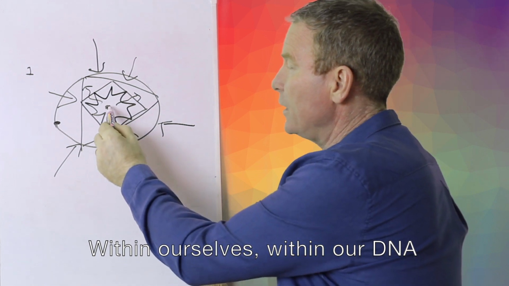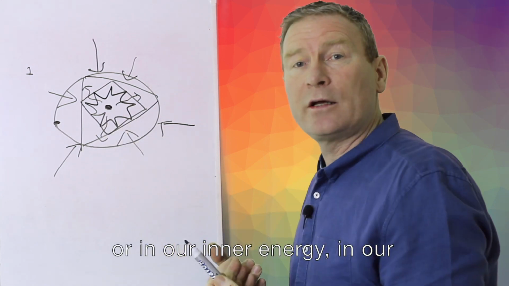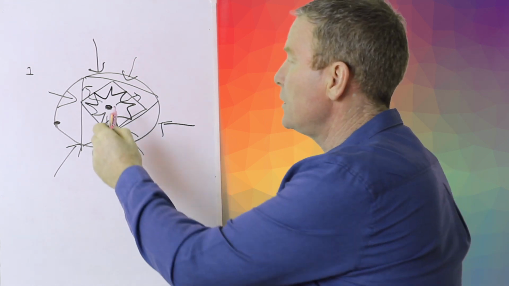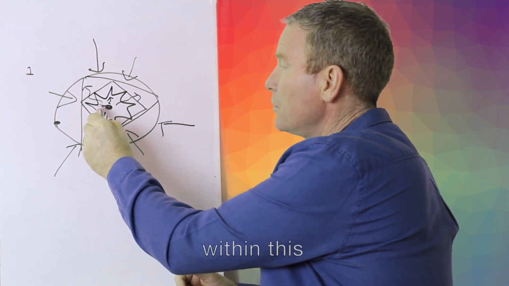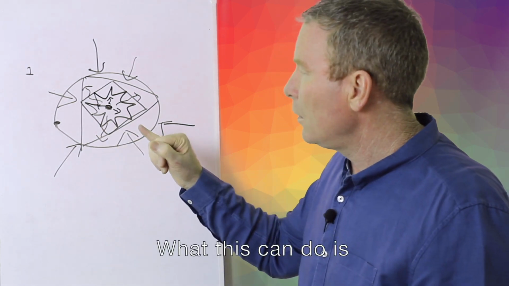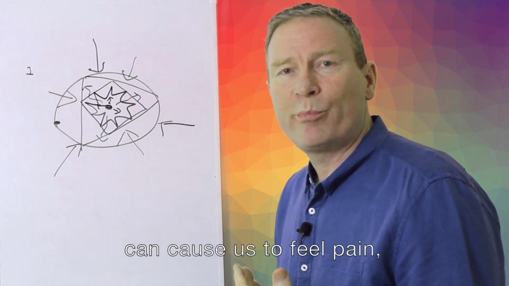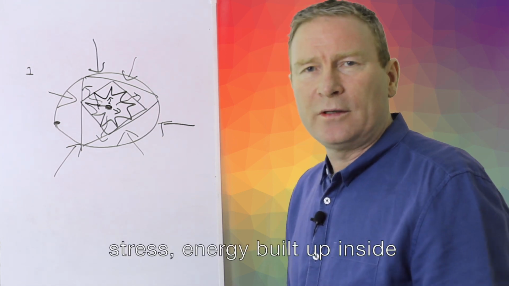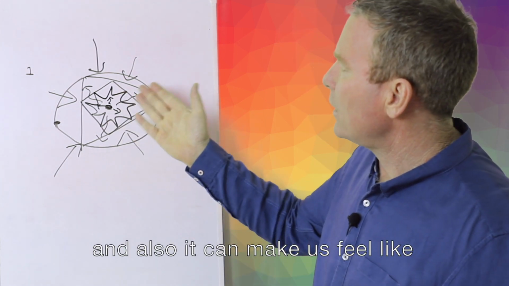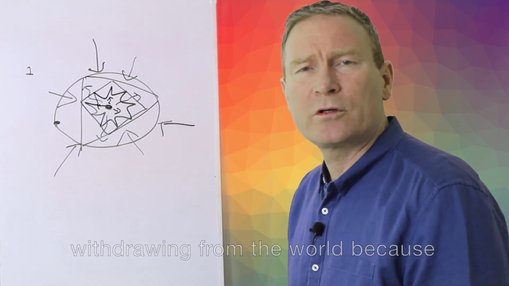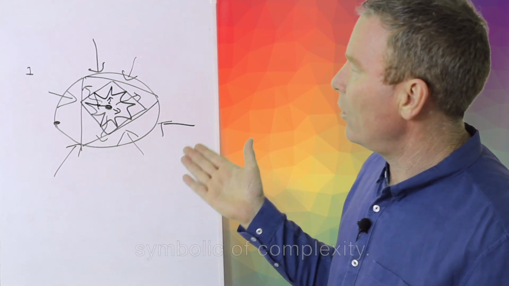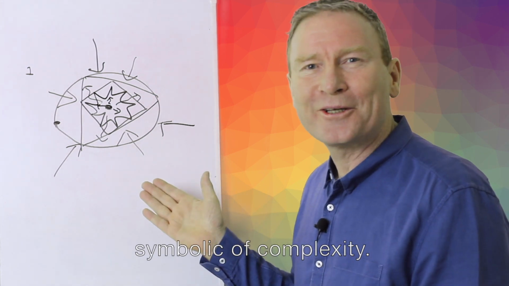So within ourselves, in our DNA, or within our inner energy, in our healing energy, and our source of life and light and energy, is now becoming a little bit trapped within this more complex structure. And what this can do is cause us to feel pain, stress, energy built up inside, and also it can make us feel like withdrawing from the world because we've got too much to deal with internally. So this is very symbolic of complexity.